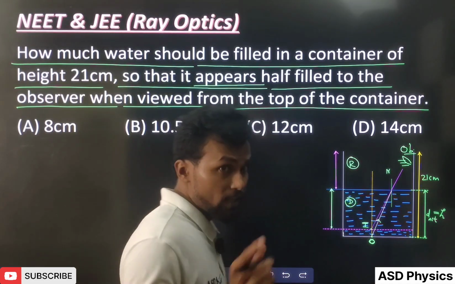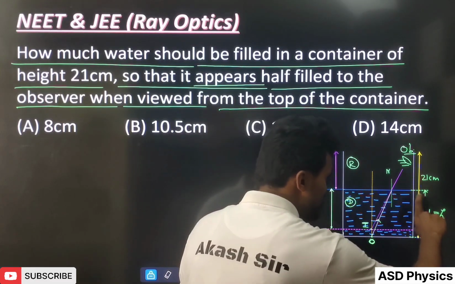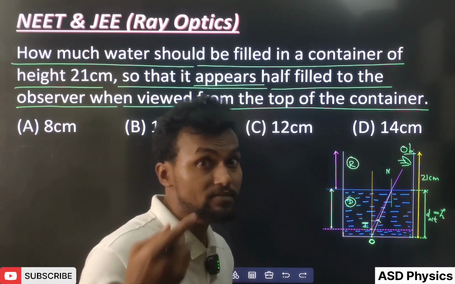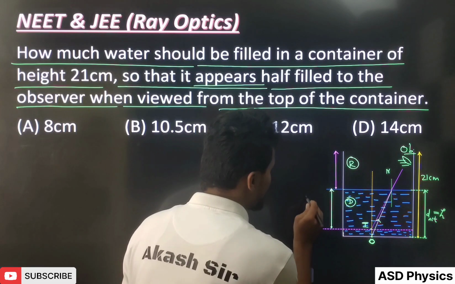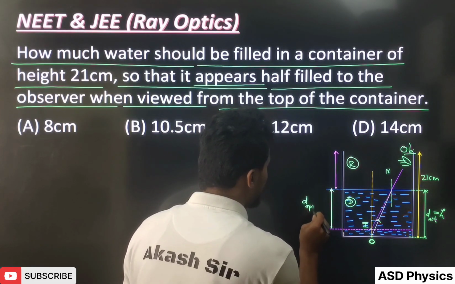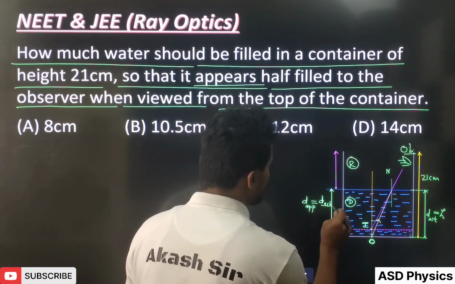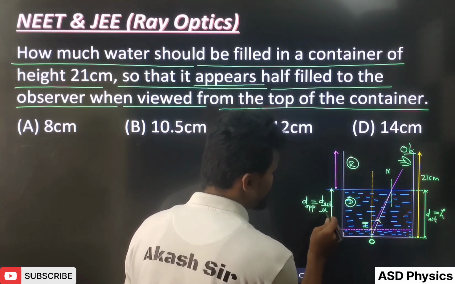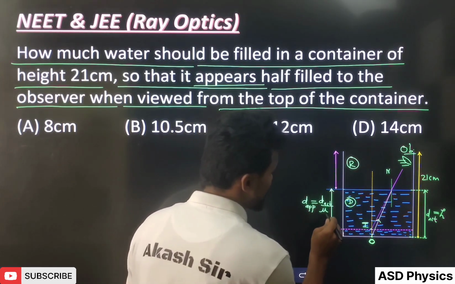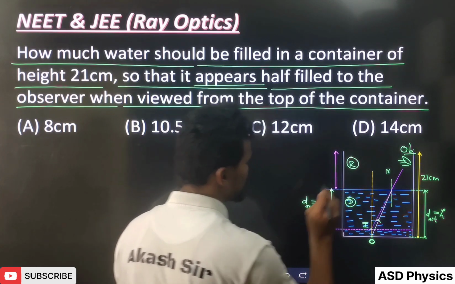This is the actual depth of the water, H. But it will appear somewhat less. That is called the apparent depth. And this apparent depth is always given by d actual divided by mu, where mu is the denser medium with respect to the rarer medium, that means water with respect to air.